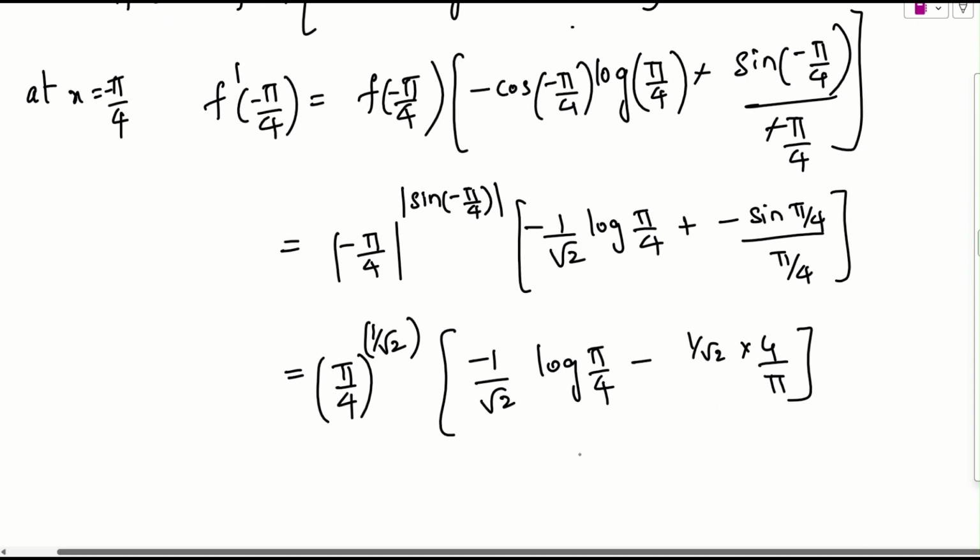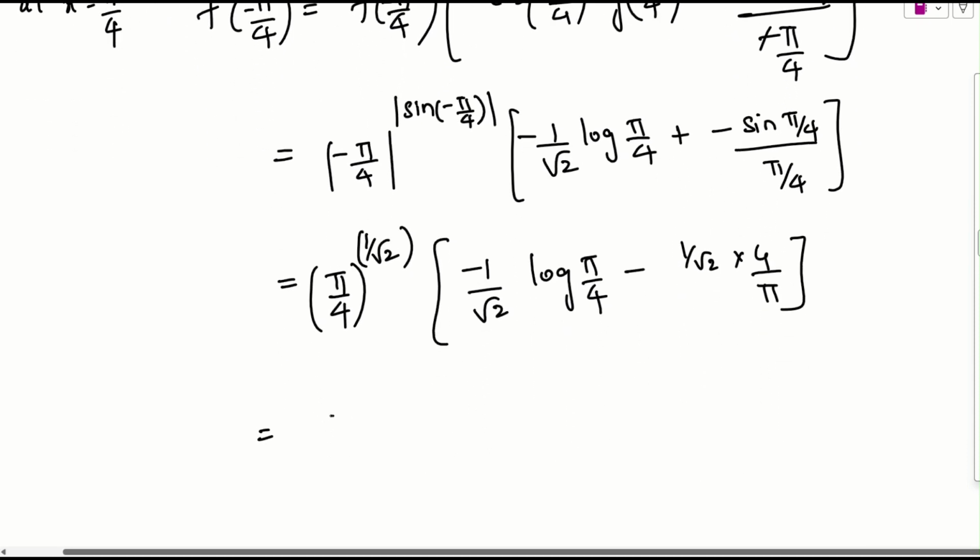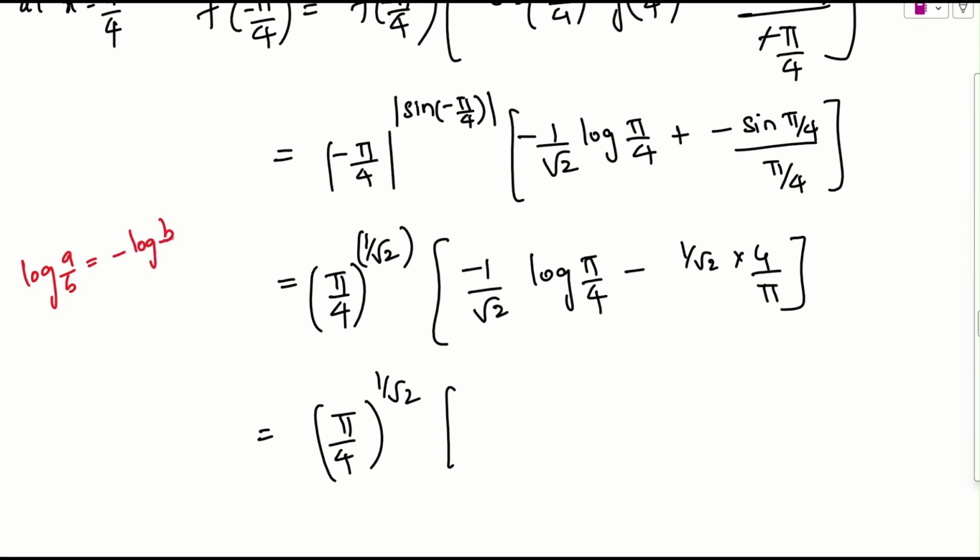Is it okay? Yes. Any doubts up to here? Yes. So this is nothing but pi by 4 whole raised to the power 1 by root 2. So I don't want negative here. If you look into this further, log of a by b, I can actually write it as minus times log of b by a. Try to note it down. This is a formula. So this minus I don't want to take. This 1 by root 2.